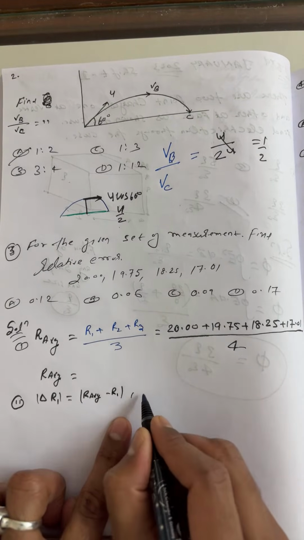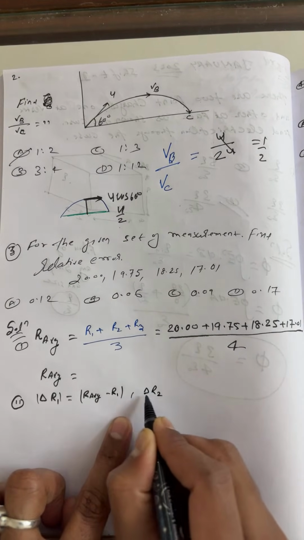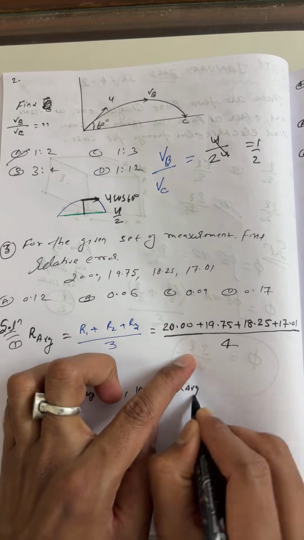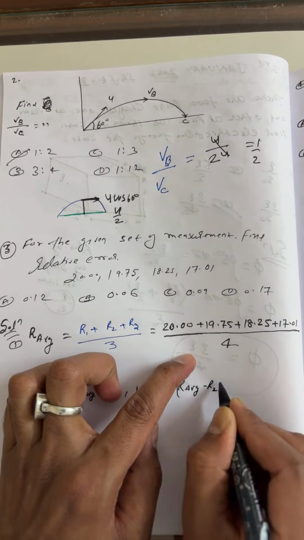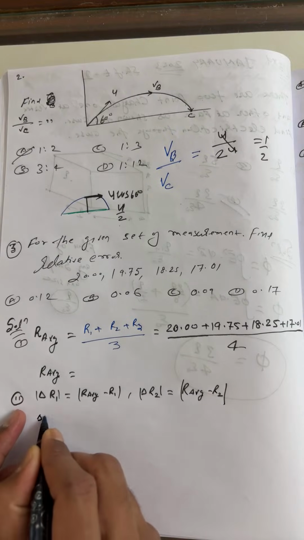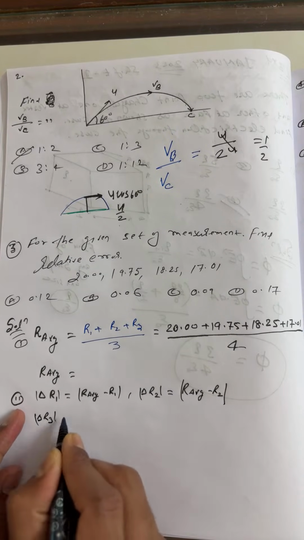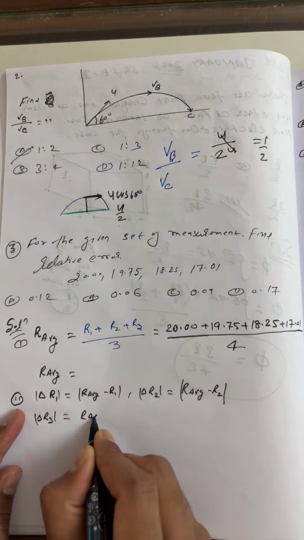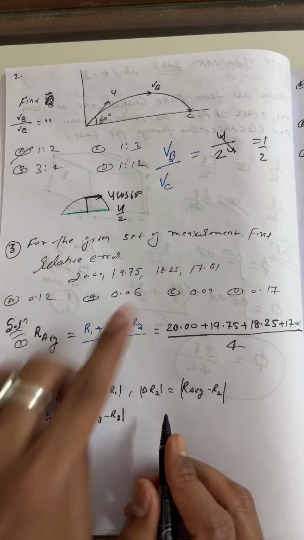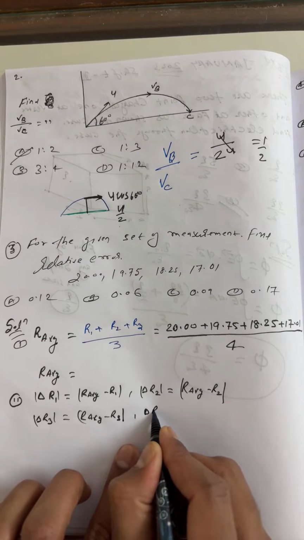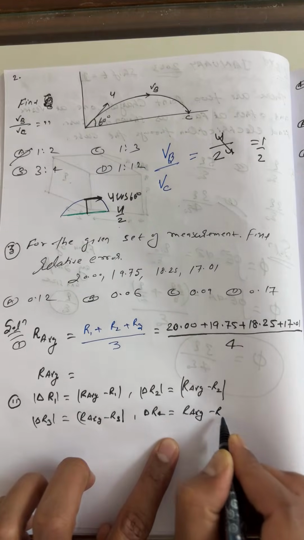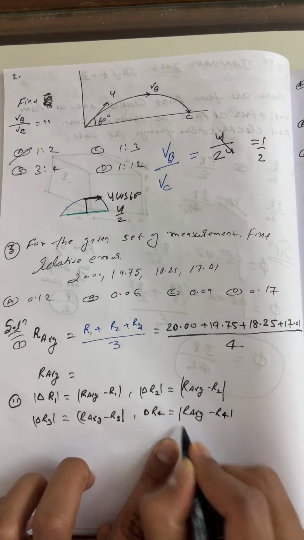Similarly, you can find delta R2. This is R average minus R2, only the magnitude here. Now you can find delta R3, which is R average minus R3. And one more, the last, delta R4, which is R average minus R4.